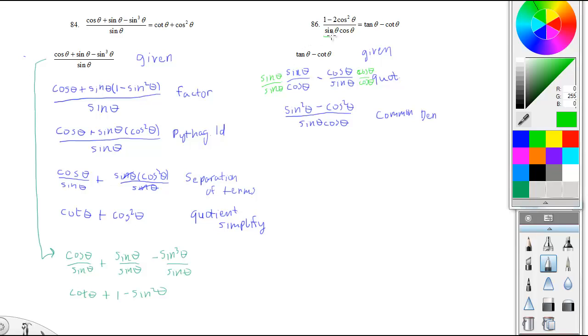Now remember, I'm trying to get to this because I started with the right side. I'm trying to change it to the left side. And I think I'm actually almost there. I need sine cosine in the denominator, and then I just need 1 minus 2 cosine squared up here. So I don't need the sine squared, and I'm going to take out the sine squared and replace it with 1 minus sine squared theta over cosine minus cosine squared theta, all over sine theta cosine theta.